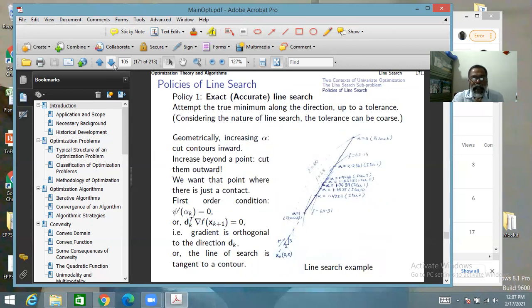So from that, we get two different policies of line search. What we have been doing till now is called exact line search or accurate line search. In this, the true minimum along the direction is attempted up to a tolerance. Considering its nature that it is an intermediate issue, you can keep the tolerance coarse. Rather than keeping 10 to the power minus 4, you can keep 10 to the power minus 1, 2. Okay. Or something like that. Something of that sort we have done also. But procedurally, it takes the approach of finding the minimum.